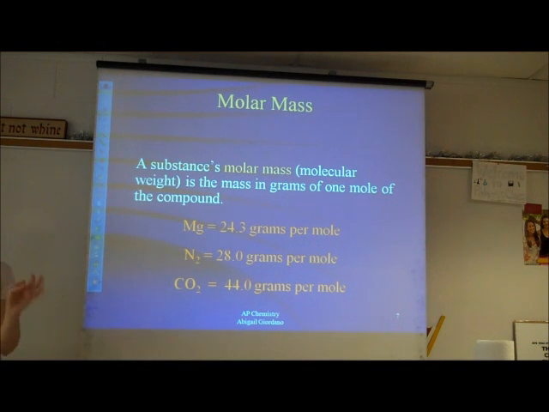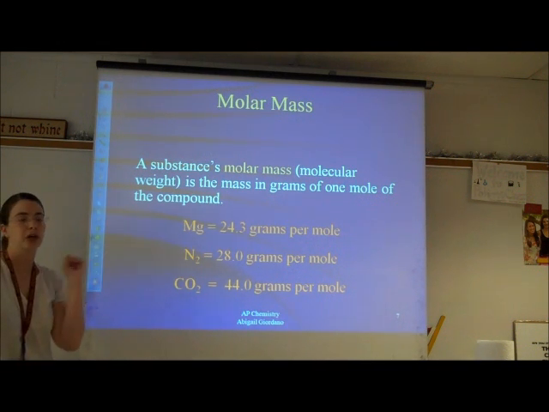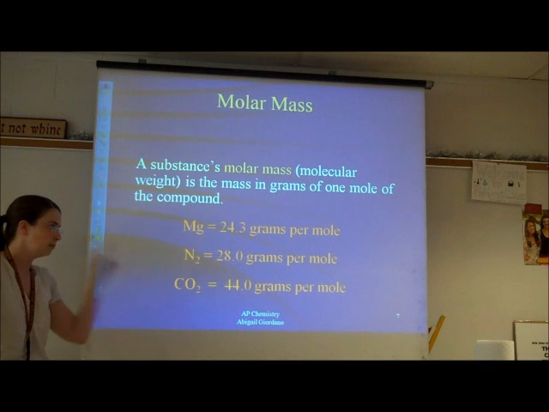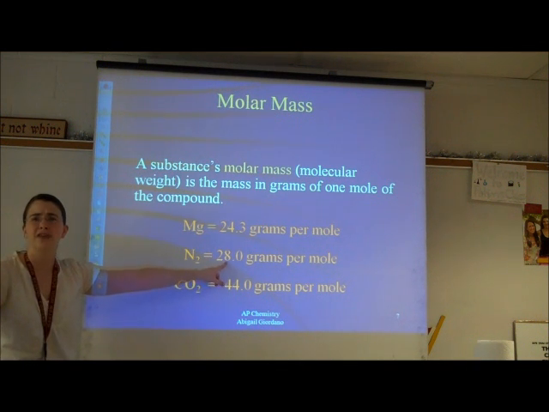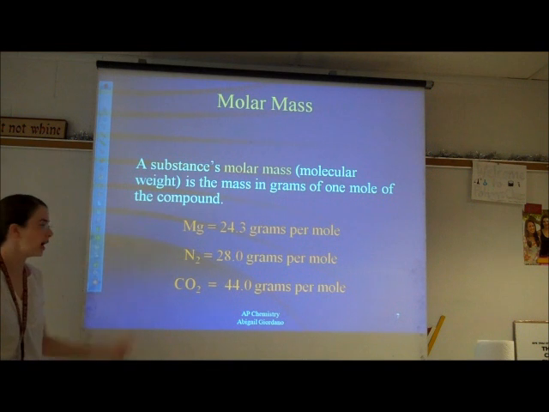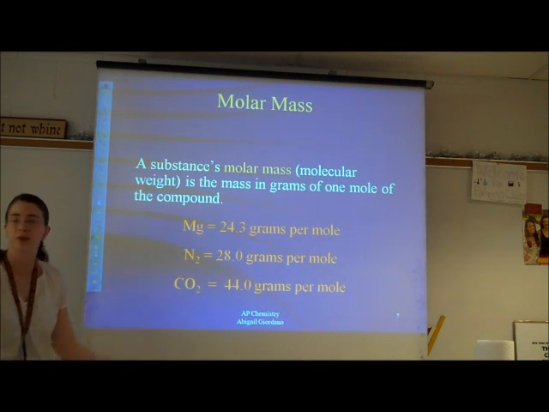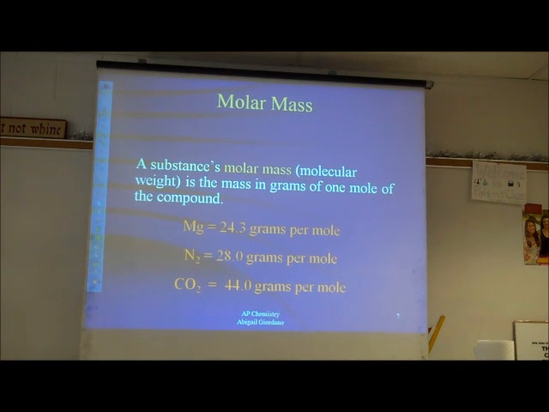Now find nitrogen on your periodic table. Put your finger on it. Why is this not 14? There's 2 of them. You have to account for all of your subscripts. Okay? I'm sure most of you remember that. I just wanted to refresh your memory.